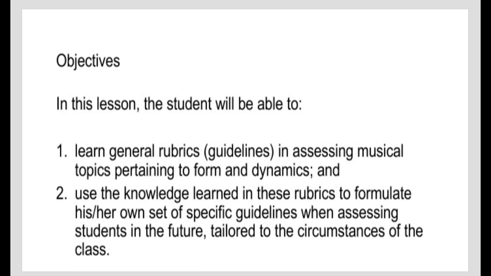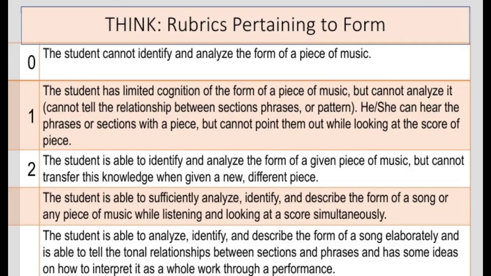So, objectives. In this lesson, the student will be able to first learn general rubrics or guidelines in assessing musical topics pertaining to form and dynamics, and use the knowledge learned in these rubrics to formulate his or their own set of specific guidelines when assessing students in the future, tailored to the circumstances of the class. So here, what you see on the screen is the rubrics pertaining to form.